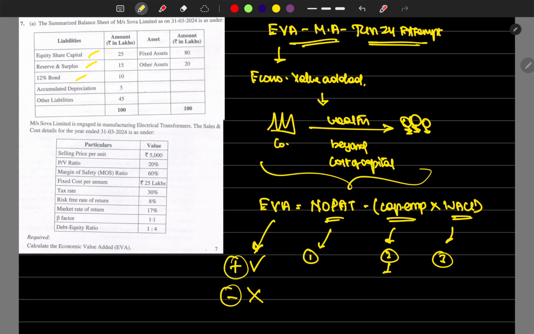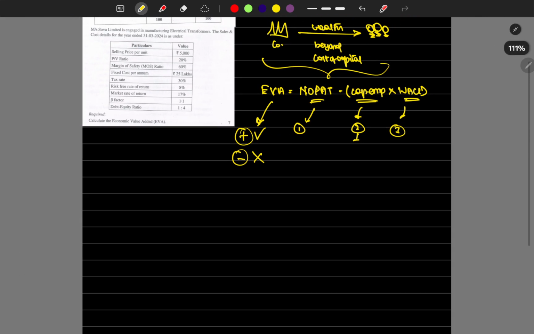What does it mean by weighted average cost of capital? They said the debt equity portion is 1:4. We have to find out the cost of capital of debt and the cost of capital of equity, and weight them based on 1/5 and 4/5. We get the weighted average cost of capital. That's it. Let's quickly jump into the problem.